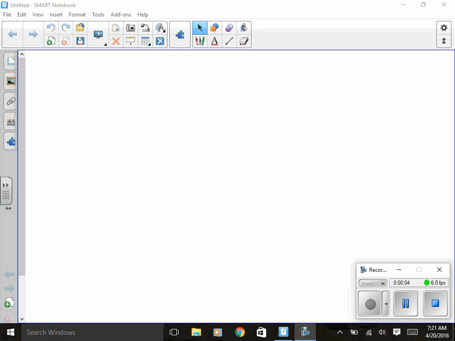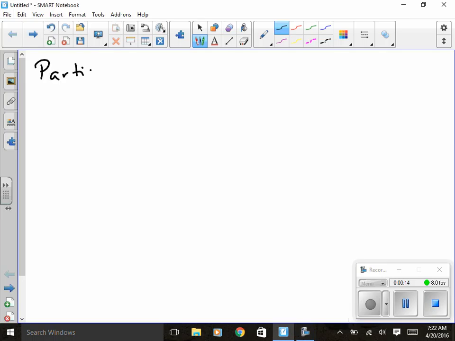Now that we've looked at inverse matrices and all of those different things in order to use matrices, we're going to be talking about partial fractions. So with partial fractions, it's really a decomposition of a polynomial or a function.